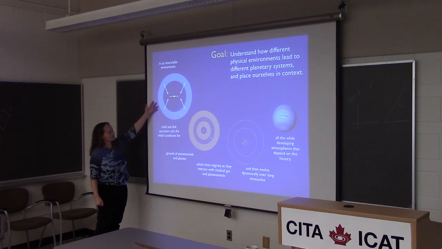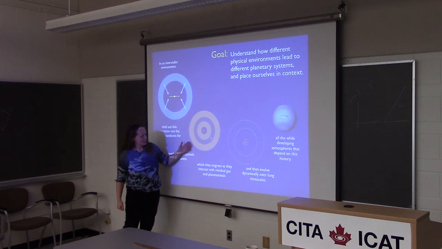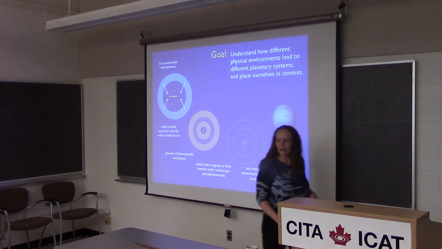You start in an interstellar environment that sets the initial conditions for the growth of planetesimals and planets in a disk. They migrate, they dynamically interact and evolve, and you're forming your planets and evolving their atmospheres as you do this.